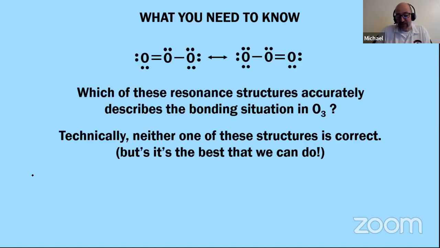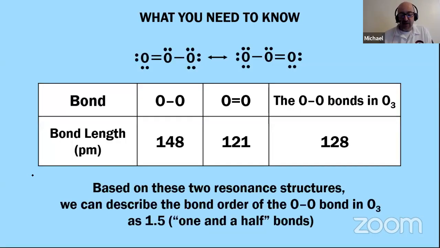Technically, neither one of these structures is correct, but it's the best we can do. So we can't actually do this, do not do this on the AP chemistry exam. You have to show a valid Lewis electron-dot diagram. Do not show half a bond or something that indicates that you haven't quite completed your Lewis electron-dot structure. So the structures at the top of the screen here represent the best we can do with our Lewis structures. Technically, the true structure of the molecule is an average of these two structures.